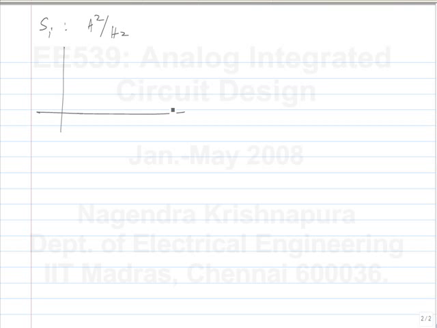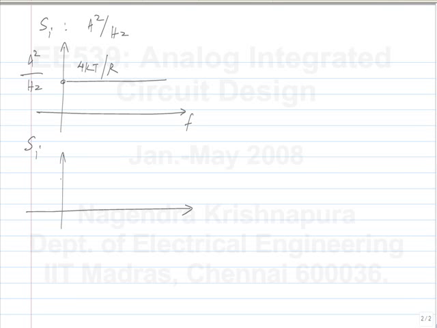So when you plot 4kT by R, the y-axis is in ampere square per hertz. But it's also quite common to plot the square root of this quantity. It's exactly the same plot except that on the y-axis you plot the square root of SI. You still call it SI frequently, so don't get confused by the notation. Only you change the units to ampere per square root hertz. So in that case, this level will be square root of 4kT divided by R.